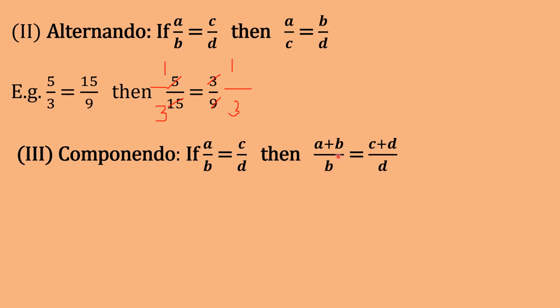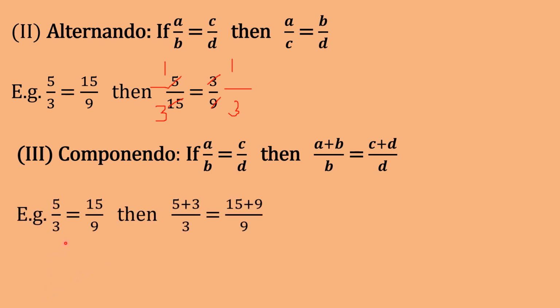In componendo, the denominator adds to the numerator. Okay. So A upon B equal to C upon D gives A plus B upon B equal to C plus D upon D. So this is what the componendo property is. Let's take the same ratios and take an example.